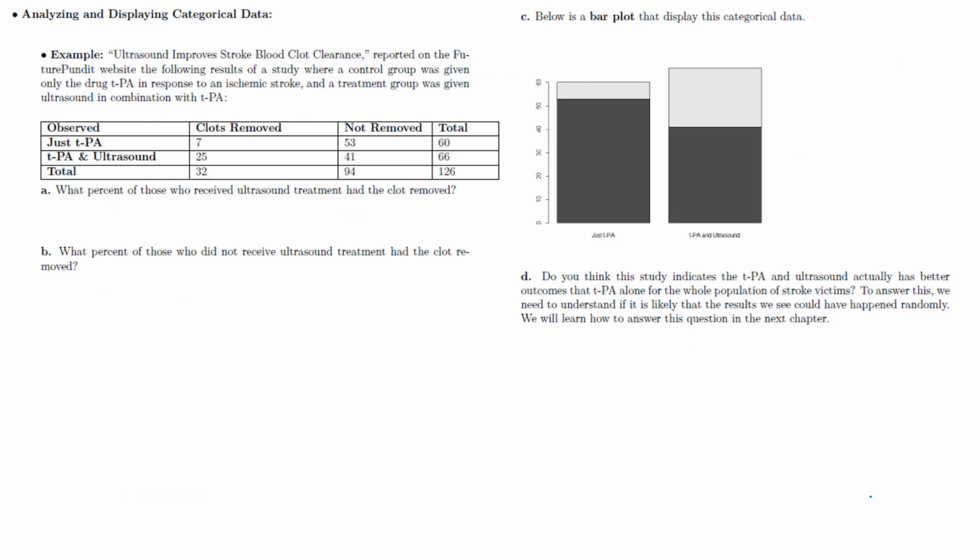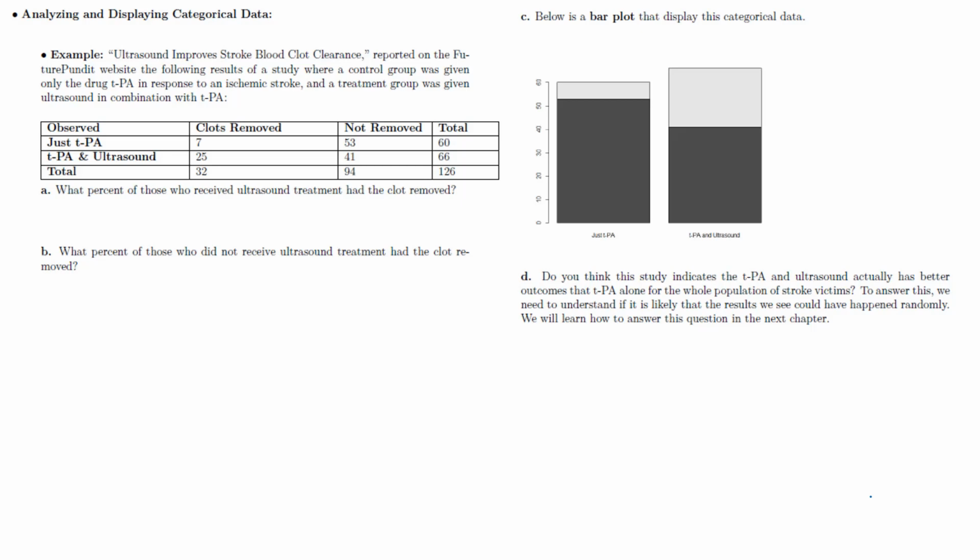All right, so one last example here. To look at the kind of categorical data that we're going to be looking at a lot as we move forward. And this is categorical data that we want to use to draw conclusions about important questions. So in this example, it says ultrasound improves stroke blood clot clearance.